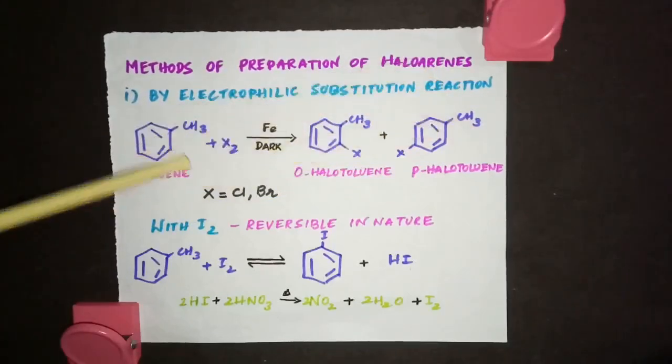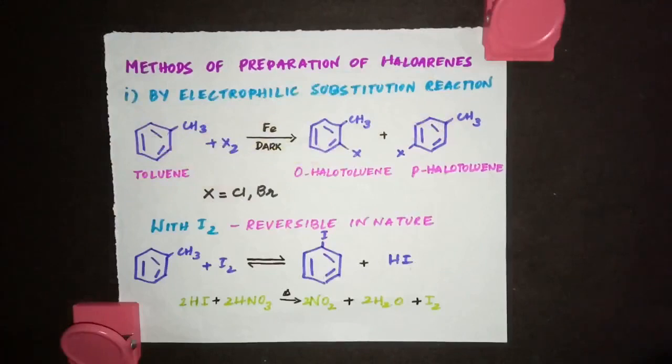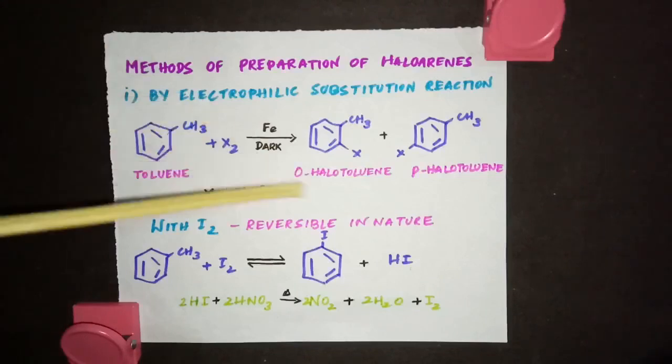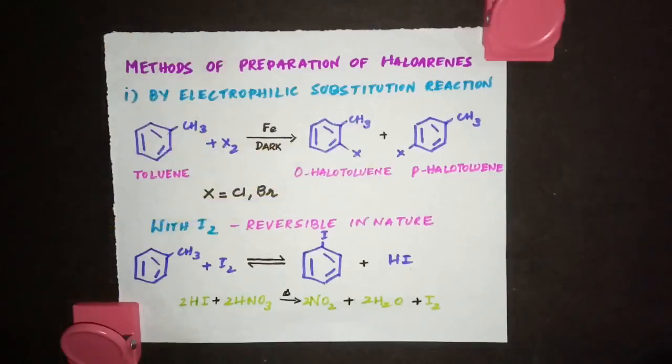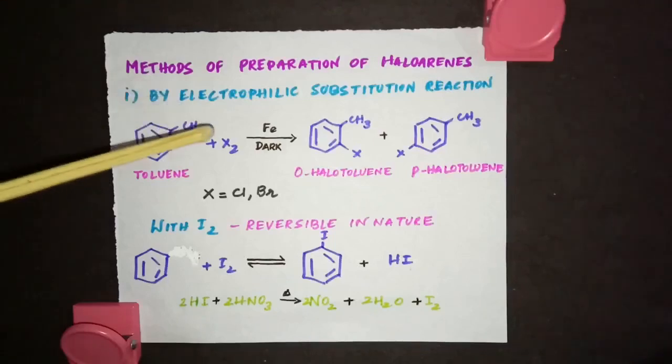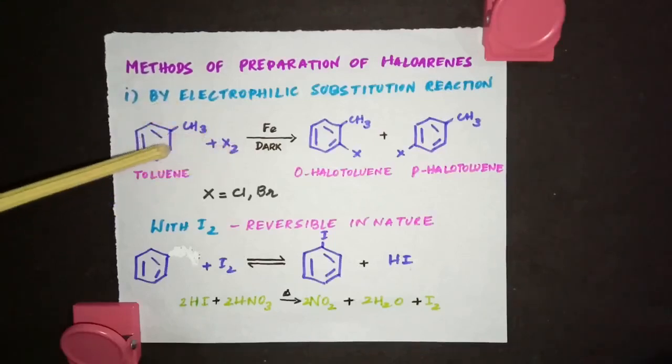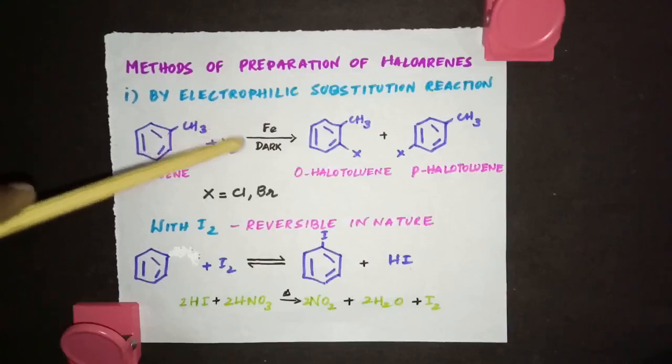So directly you are introducing the halogen into the benzene ring by replacing a hydrogen atom. So here this X can be chlorine or bromine, which means you are not using this method to prepare iodotoluene, which means ortho-iodotoluene or para-iodotoluene. The reason: when we try to prepare iodobenzene using this method, this reaction is a reversible reaction. Now look here, when you're treating this with X2, one hydrogen is replaced by X.